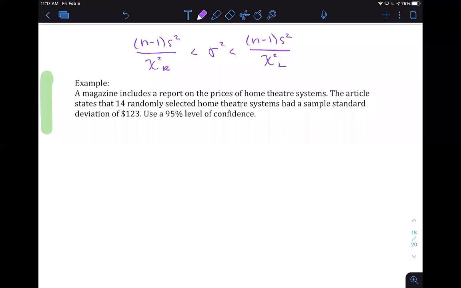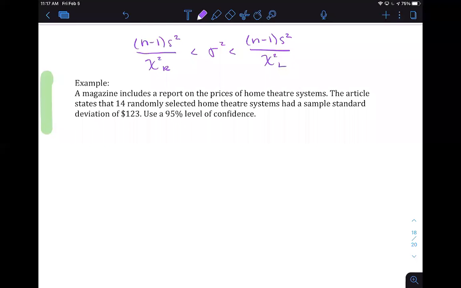Today is to do applications. So this is basically what you've been doing yesterday, but you're just going to have to pull the information from the problem versus it being given. Okay, so what you've been doing the rest of the unit. So a magazine includes a report on the prices of home theater systems. The article states that 14 randomly selected home theater systems had a sample standard deviation of $123. Use a 95% level of confidence.